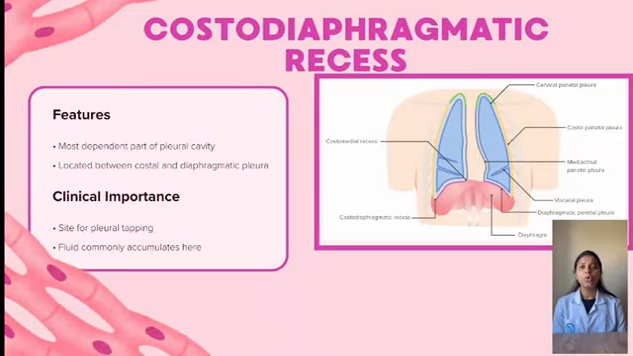Costodiaphragmatic recess. One important anatomical feature is the costodiaphragmatic recess, which is the most dependent part of the pleural cavity. Clinically, this recess is important because it is the preferred site for pleural tapping when excess fluid accumulates around the lungs.